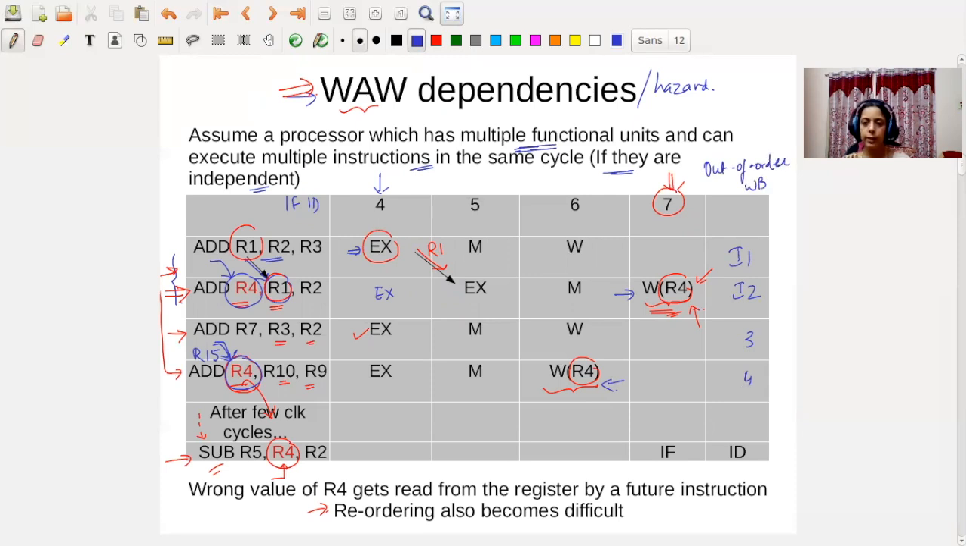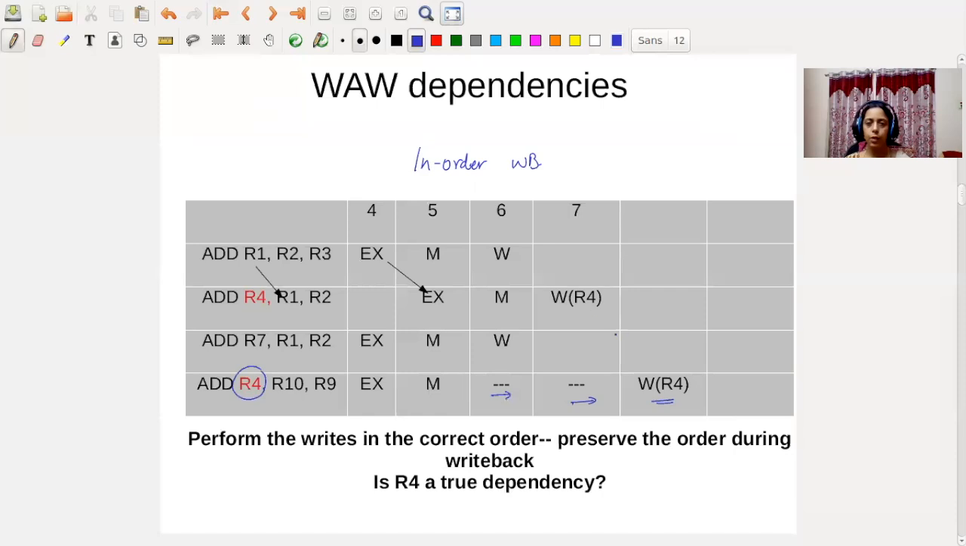So instead of doing this out of order write back, you could also do what is called an in order write back. So you write back instruction 4 only after instruction 2 has written back. Basically we preserve the order during write back. So that is another way of doing it. But then in that case, you actually stall and waste clock cycles. So register renaming is a better way of doing it.